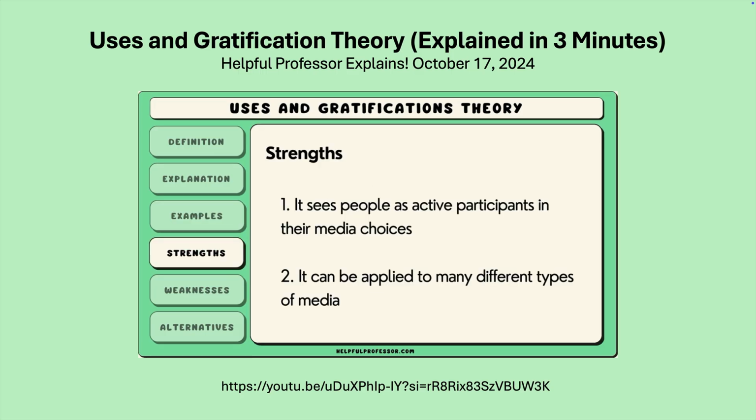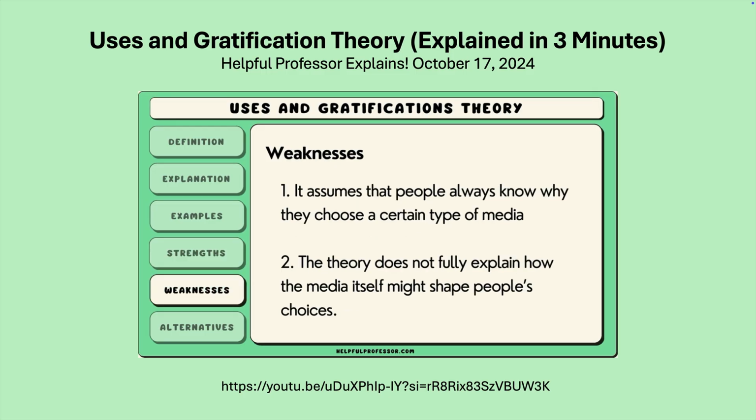One strength of uses and gratification theory is that it sees people as active participants in their media choices. It recognizes that people are not simply influenced by media, but instead make their own decisions about what to watch, read, or play based on their needs. This makes the theory flexible because it can be applied to many different types of media, from TV shows to social media apps. However, uses and gratification theory also has some weaknesses.